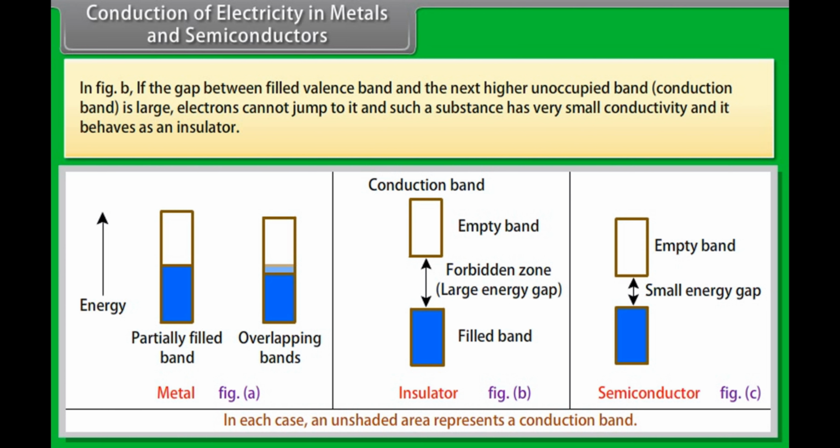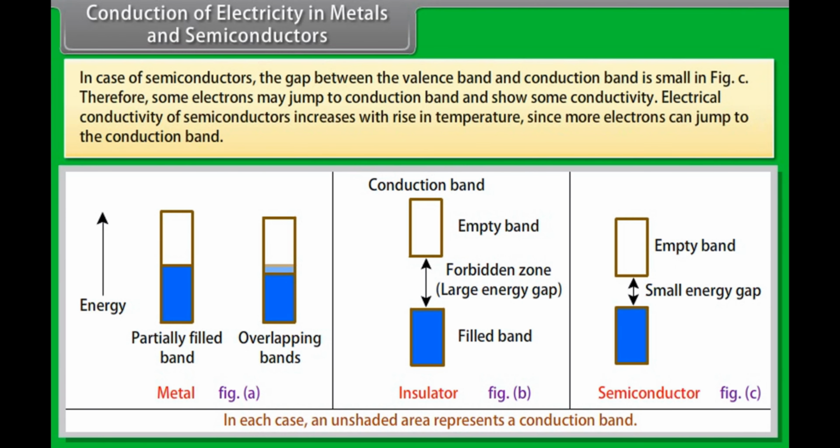In figure B, if the gap between filled valence band and the next higher unoccupied band, the conduction band, is large, electrons cannot jump to it and such a substance has very small conductivity and it behaves as an insulator. In case of semiconductors, the gap between the valence band and conduction band is small, as in figure C. Therefore, some electrons may jump to the conduction band and show some conductivity. Electrical conductivity of semiconductors increases with rise in temperature since more electrons can jump to the conduction band.